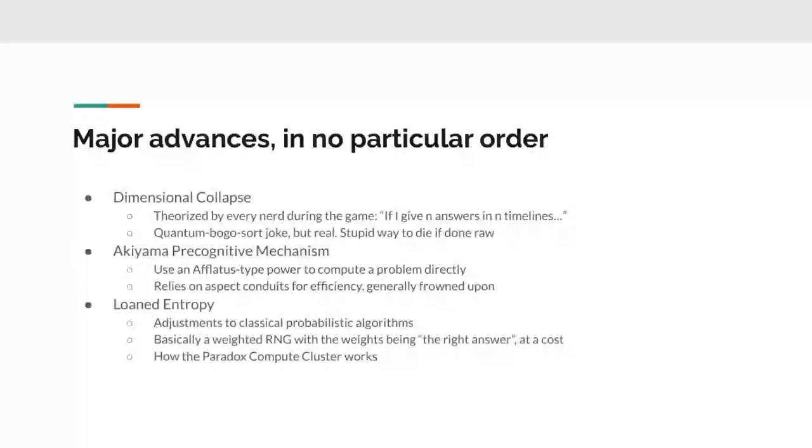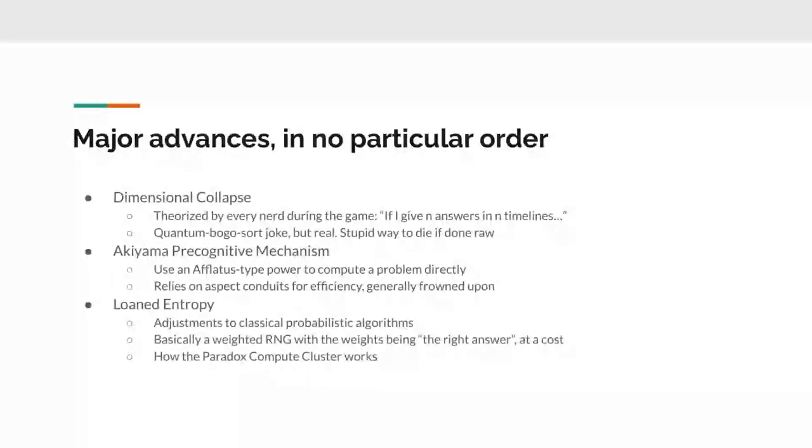The second thing that really happened during the Thronebound incident was the Steve Akiyama precognitive mechanism, which uses an afflatus type power to compute a problem directly. However, this relies on an aspect conduit, which is a kind of euphemism for trapping somebody's soul in a sword. And it relies on aspect conduits for efficiency, so it's generally frowned upon. This would be considered a war crime if the Geneva Convention still existed, but it doesn't, so it's just considered a very unfortunate thing to do. Please don't try it.